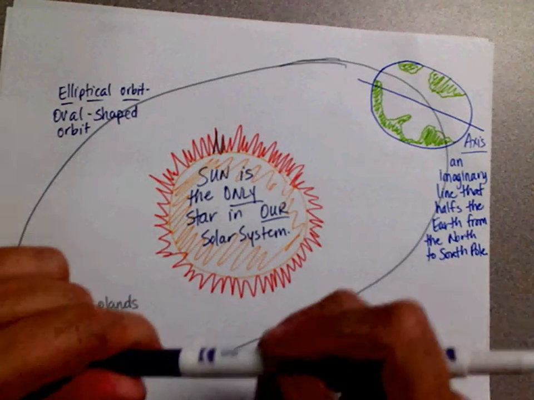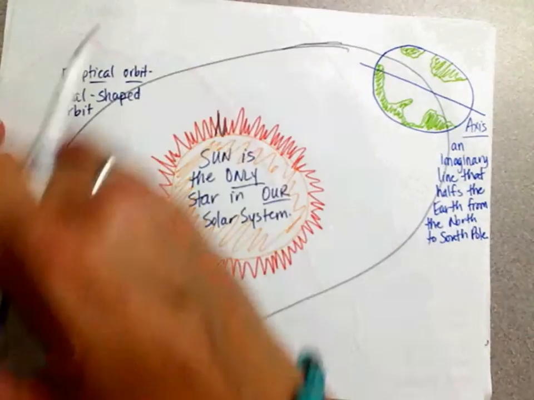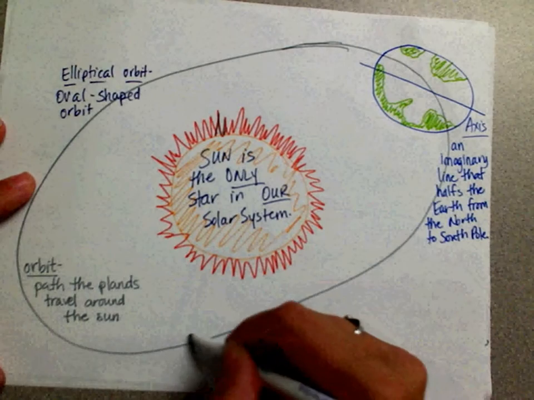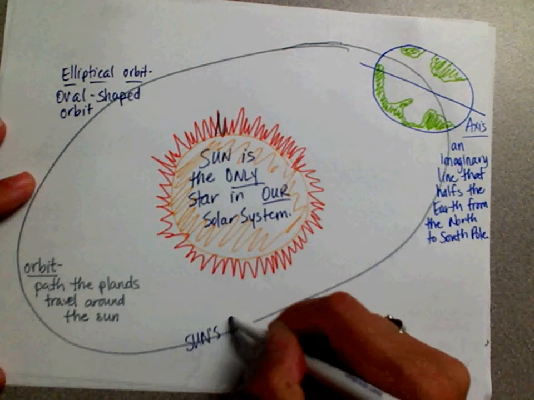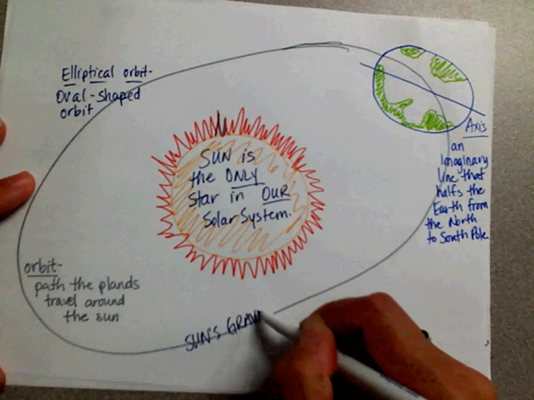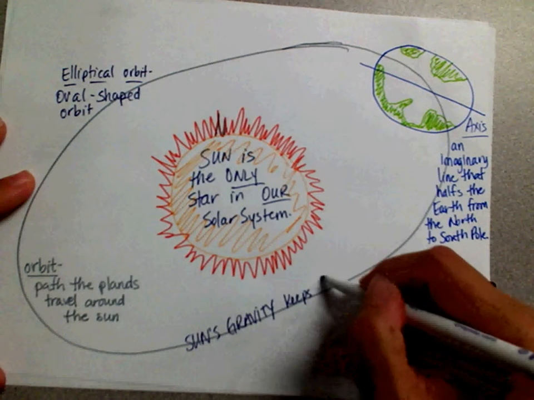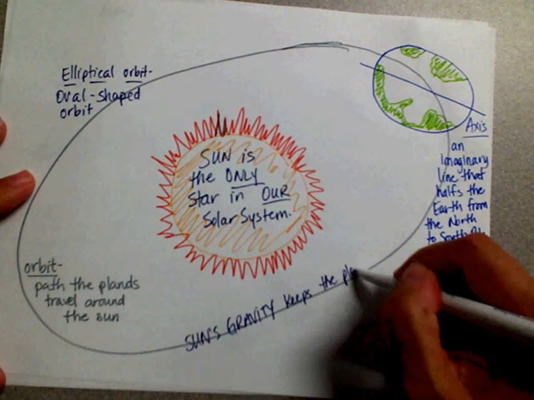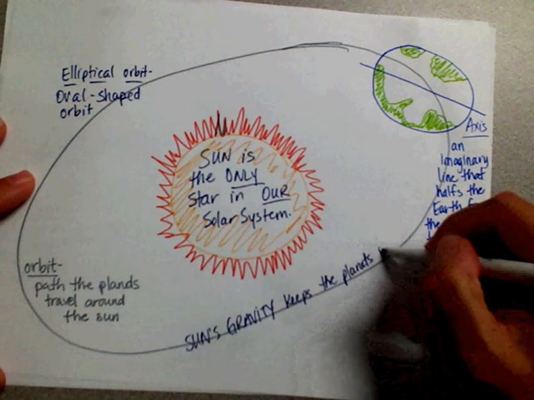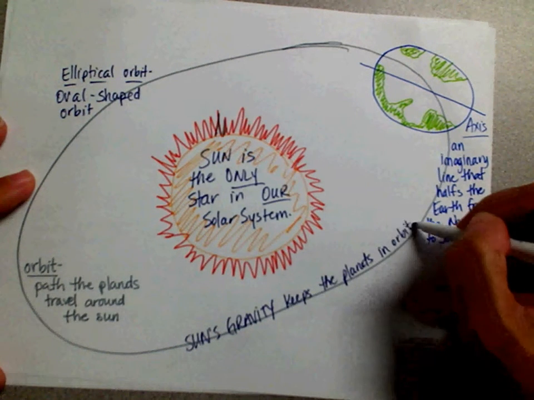So, sun's gravity, what does it do again? Good job. That sun's gravity keeps the planets in orbit. Right? Good job.